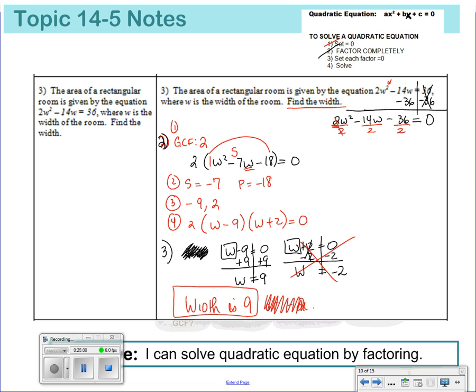So when we're solving real-world problems, real-world situations, like finding the length or the width of something, remember you cannot have a negative width, and so that will toss one of your answers out if it comes out to be negative.